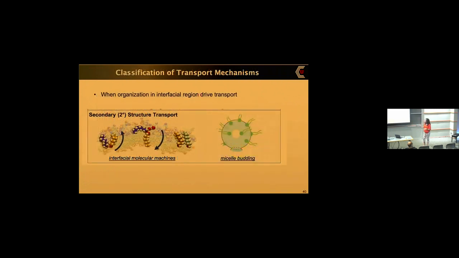And so this alternative transport process that we've been able to identify using some of these tools, we call secondary transport. This would also include other things like maybe micellar budding or very large structures that result from organization in the interfacial region and not directly with the instantaneous surface itself.